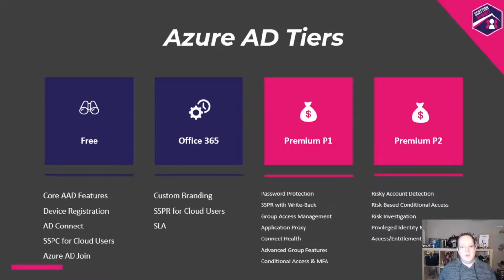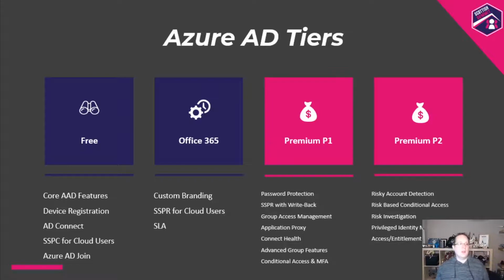Then the last two tiers, the premium SKUs, are the paid-for tiers. There's a P1 and a P2, and they go up in price. So the P1 tier is about £4 to £5 a month, and the premium P2 I think is somewhere between £6 and £7 a month. You can look up those prices in the Office portal. And these offer additional features above the previous tiers. This is where you get some of the more complicated features and potentially more useful features, particularly from either a security perspective or a collaboration perspective.